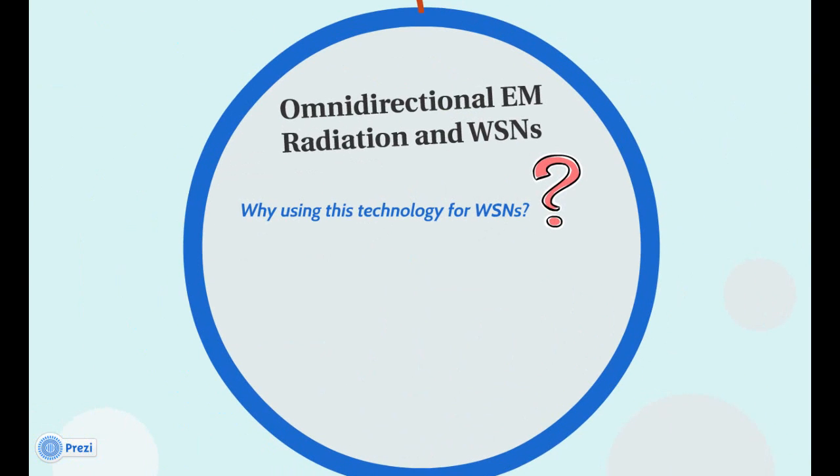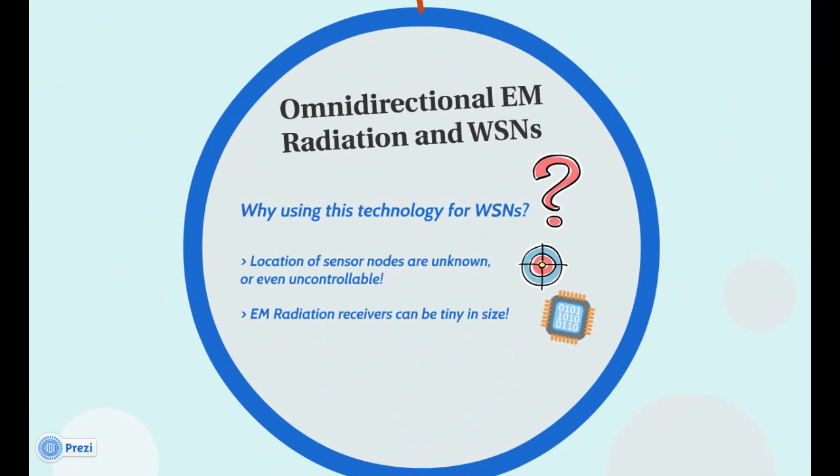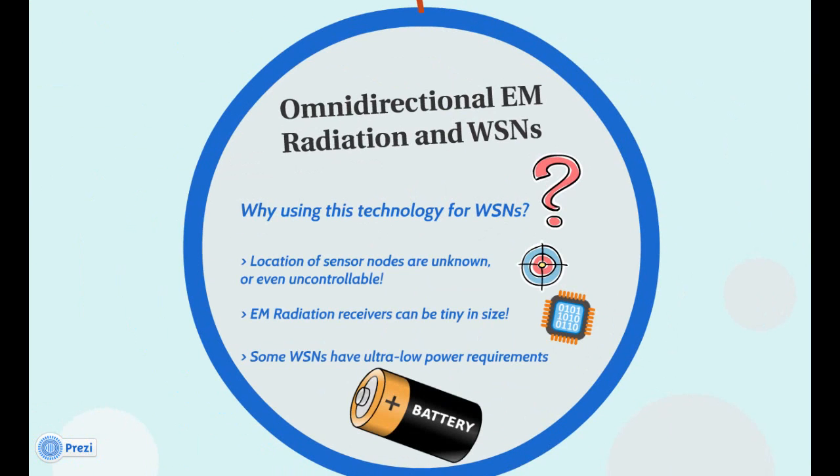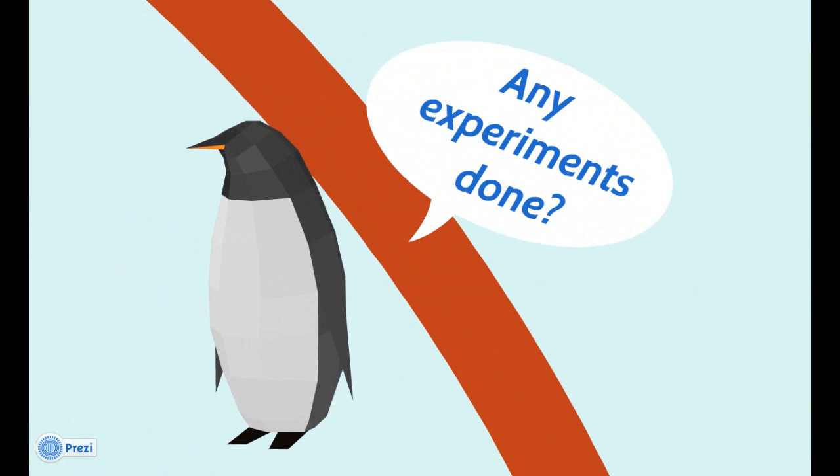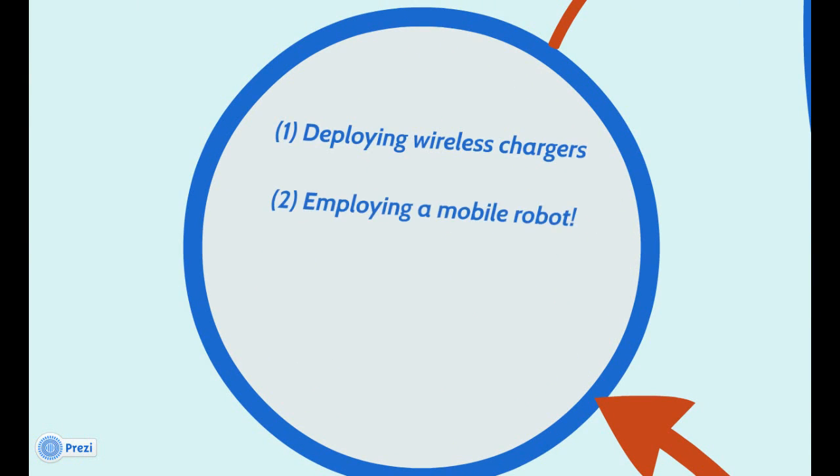Next, we will look at the application of EM radiation in wireless sensor networks. The technology is chosen because the sensor locations are unknown, the receivers can be tiny, and it doesn't require much power. Some experiments were conducted, and great solutions were found.